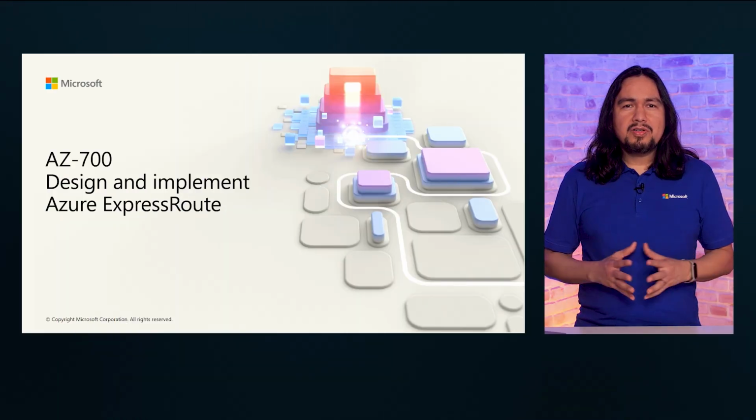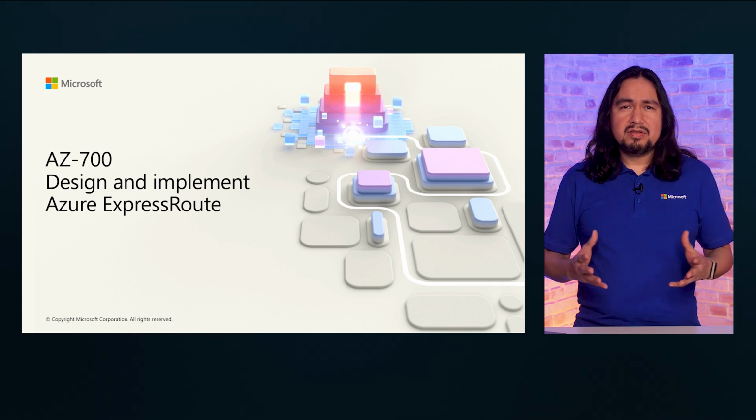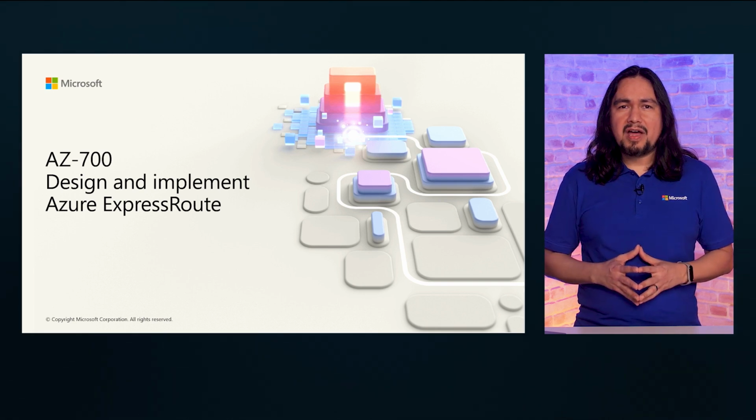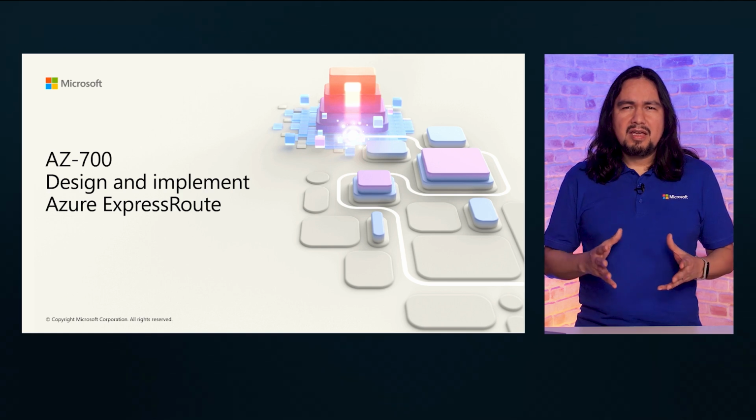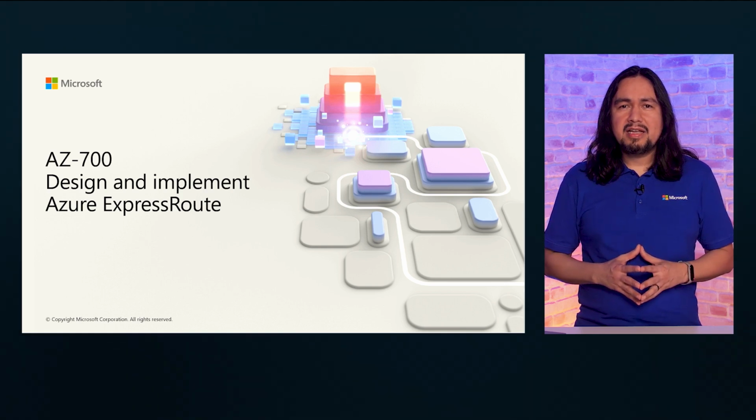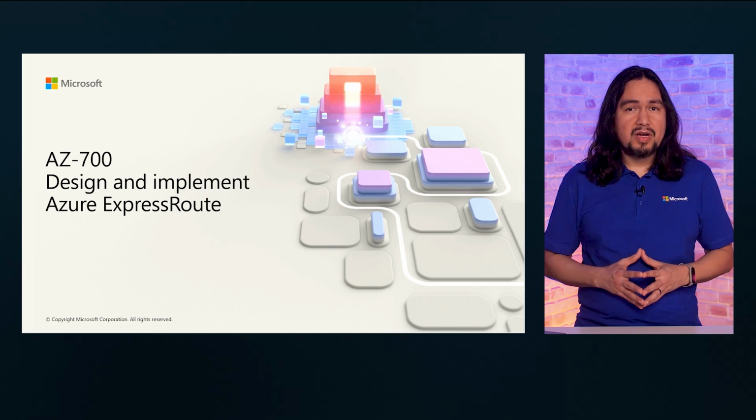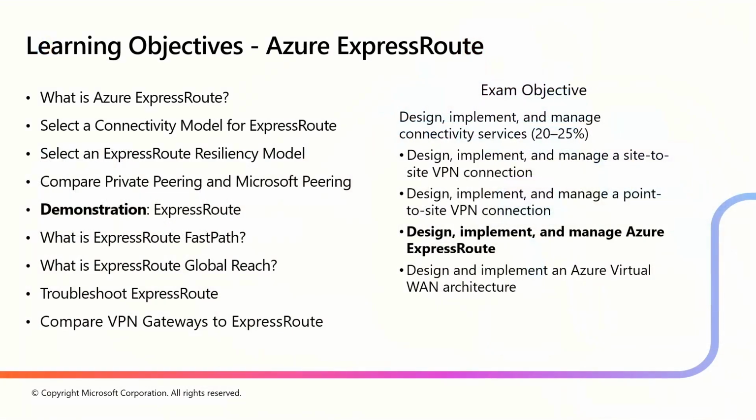I'm here to walk you through the AZ-700 course, Design and Implement Microsoft Azure Network Solutions. In this session, we'll cover the design and implementation of Azure ExpressRoute. In this video, we're going to learn how to plan and deploy Azure ExpressRoute, plus learning about ExpressRoute global reach and fastpath features to build private connectivity with reliability and performance.